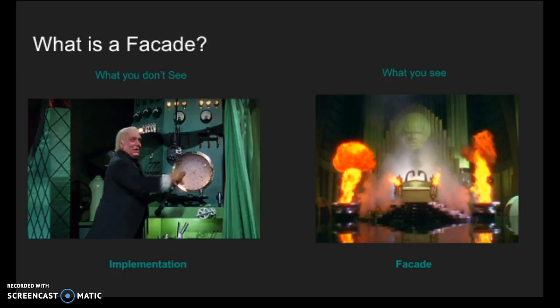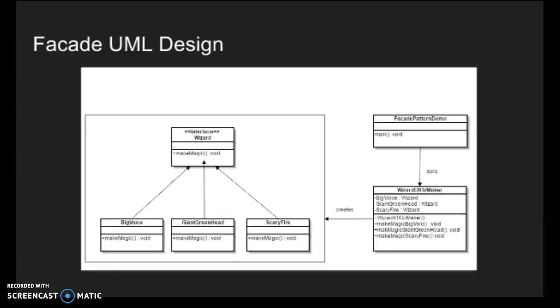Let's see how a facade might play out in a UML design. To the left, we have the wizard interface with three different classes: Big Voice, Giant Green Head, and Scary Fire, implementing the wizard interface. For simplicity, the classes have been stripped of variables or methods, but if we were to use the classes just as they are, main would have to call all three classes to implement the subsystem wizard.